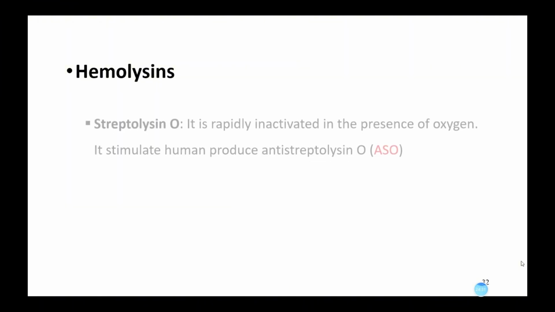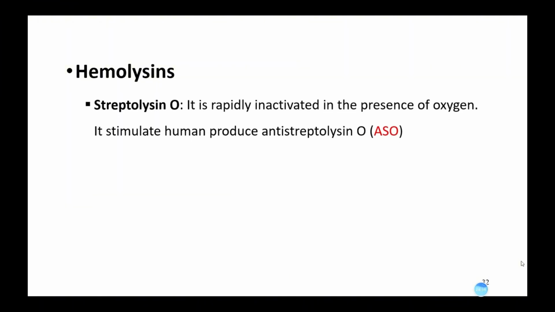This bacteria produces two different types of hemolysins. Again, hemo, the red blood cell, lysins, it's able to lyse the red blood cells. The first one is streptolysin O, type O. This streptolysin is able to stimulate the immune system to produce antibody. So it's antigenic. The immune system can produce anti-streptolysin O, the antibody, to bind to the antigen.